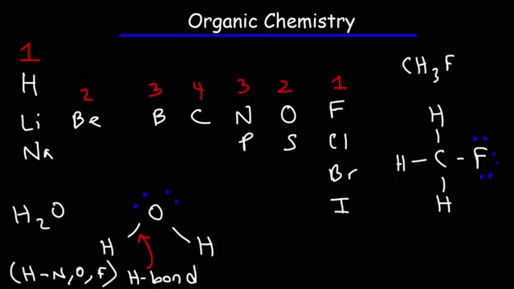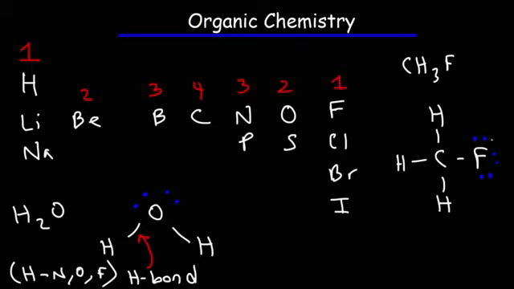Elements in the second row, like carbon, nitrogen, oxygen, and fluorine, they like to have 8 electrons. They don't always have to have 8, but ideally speaking, they like to have 8 so that they can be stable. But that's the structure of methyl fluoride.